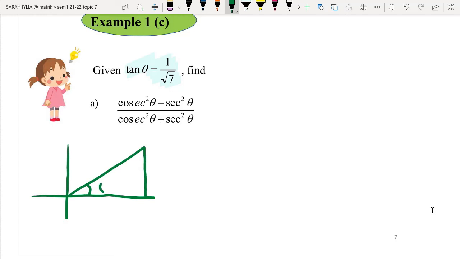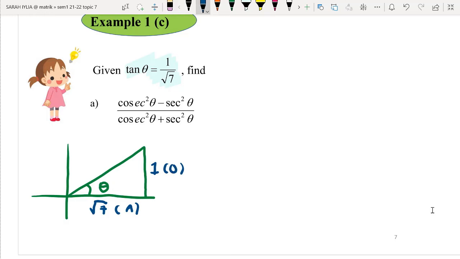Now we have theta here. Okay, remember tangent is basically opposite over adjacent. Tentang bahagi sebelah, tentang daripada theta kita sekarang akan dapat 1. That will be the adjacent part. And then sebelah kita akan jadi root 7. That will be our adjacent. Yang ni tadi opposite, saya salah label. 1 tu opposite. Root 7 will be adjacent.